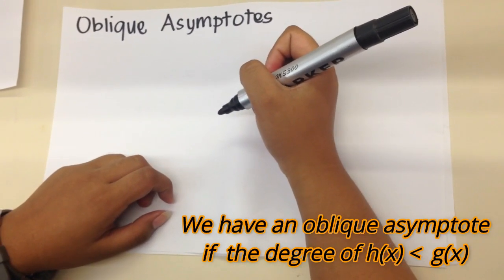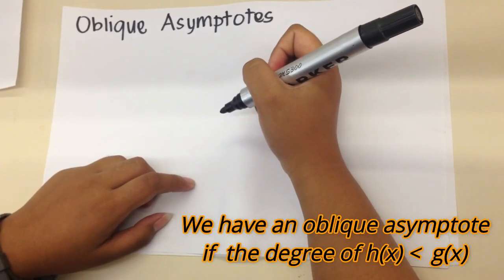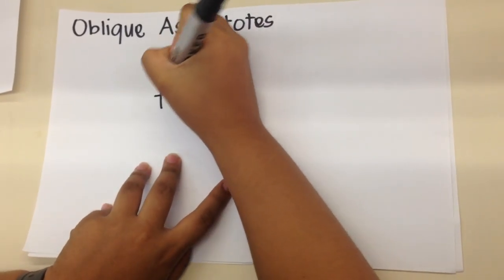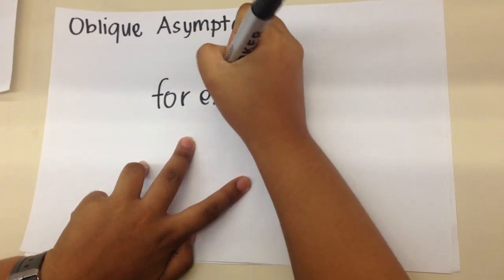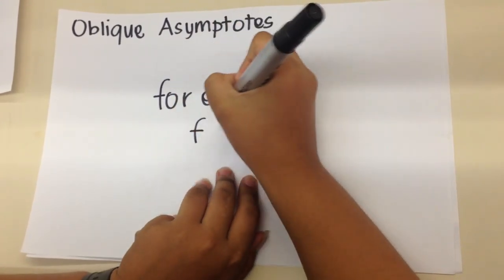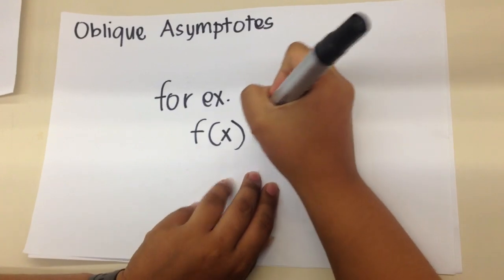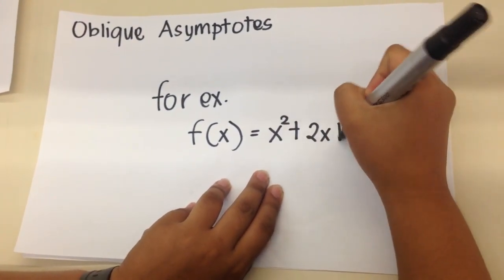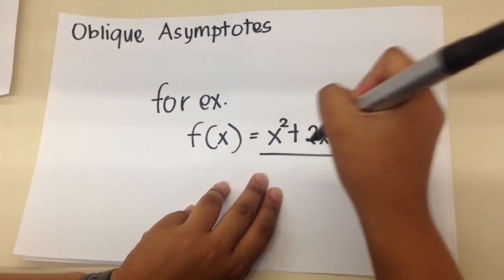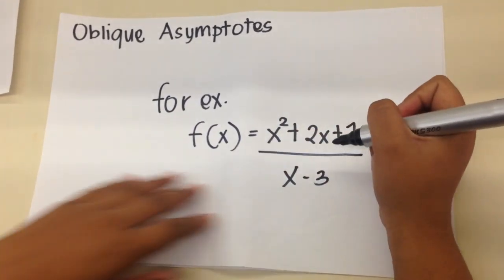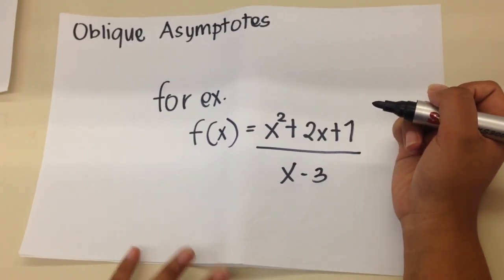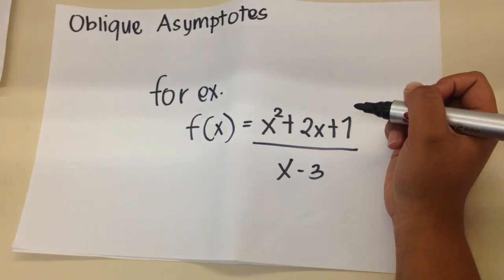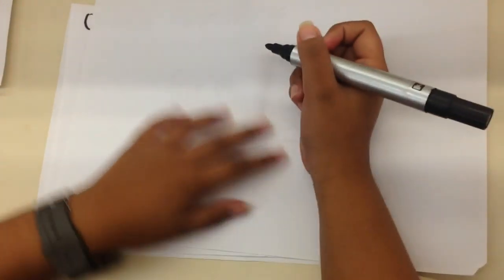Oblique asymptotes will only occur if the degree of the numerator is greater than the degree of the denominator. For example, f of x is equal to x squared plus 2x plus 1 all over x minus 3. So in this example, there is an oblique asymptote. To find the oblique asymptote, we will use long division.